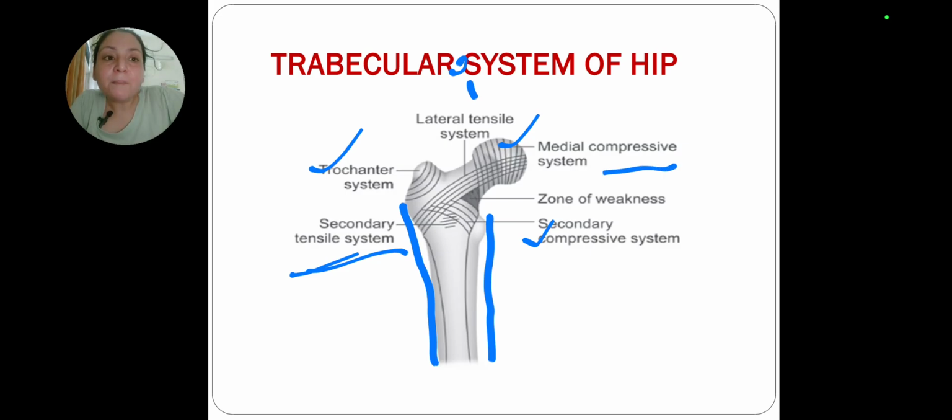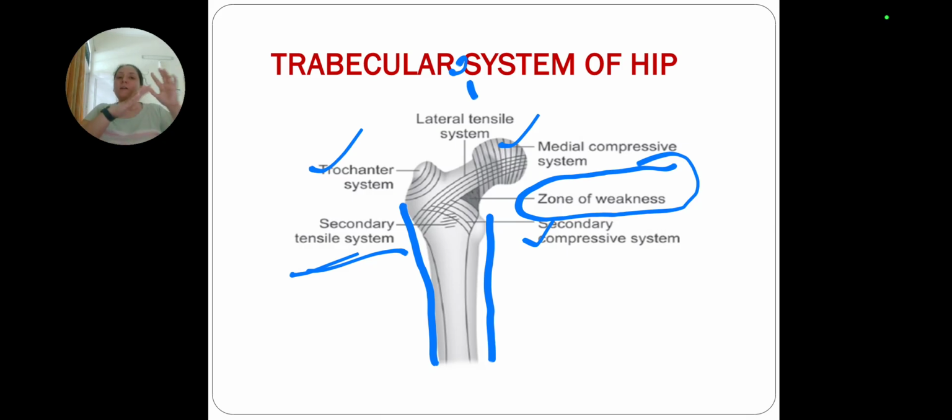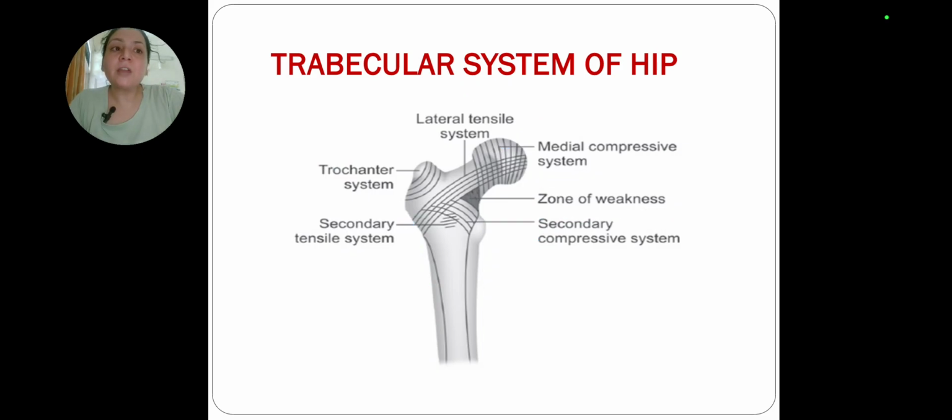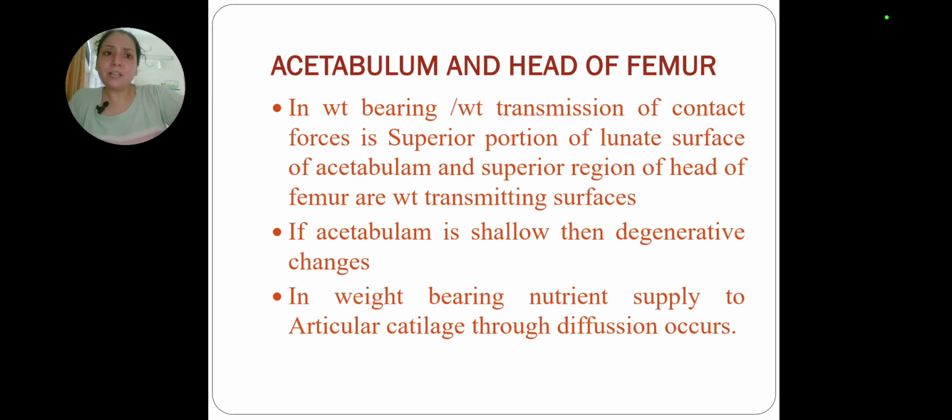Then you find there is a typical zone of weakness where there are no weight bearing lines. That is of clinical significance because fractures are caused along this line, because it cannot take any weight. So this is the adaptation, because so many forces were acting, like the weight bearing forces, the ground reaction force, the compressive force and the tensile forces. These are the trabecular adaptations to these forces. This is how the weight is being carried by the head of the femur.